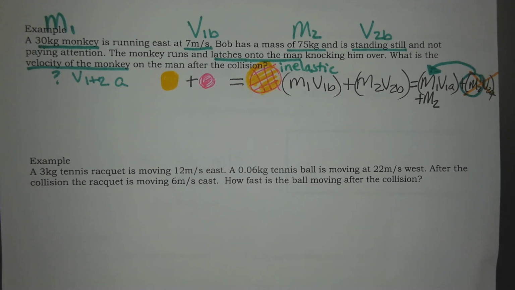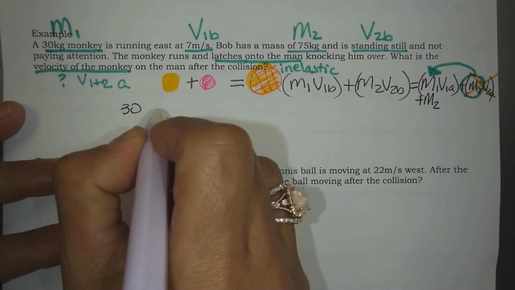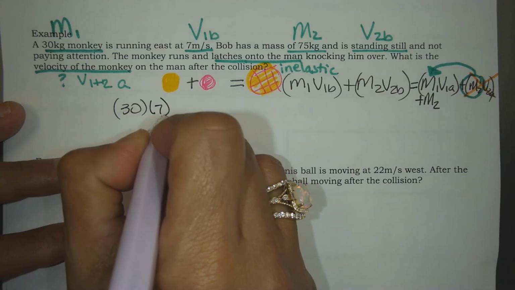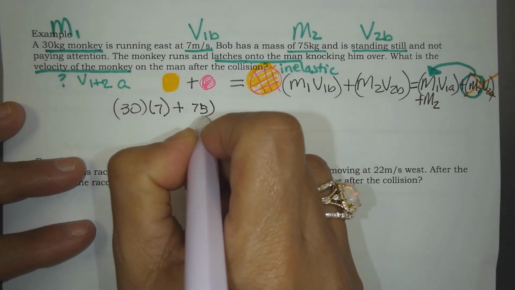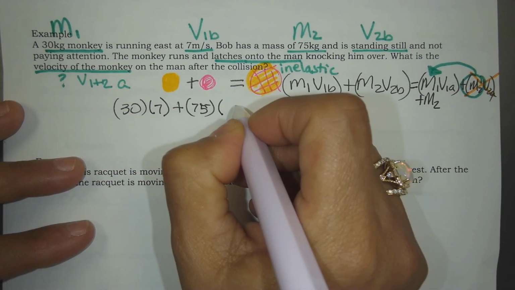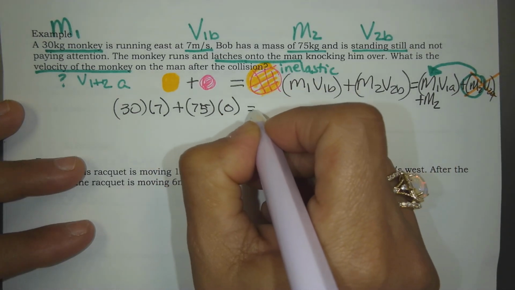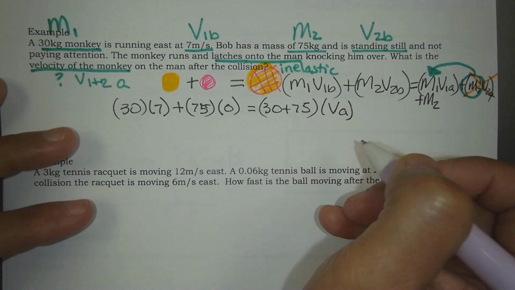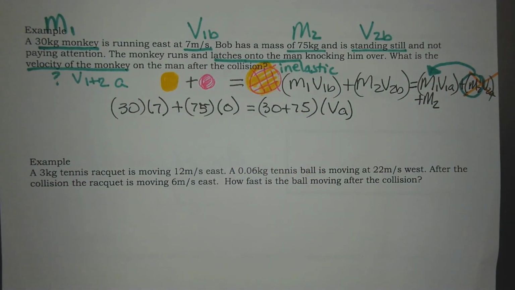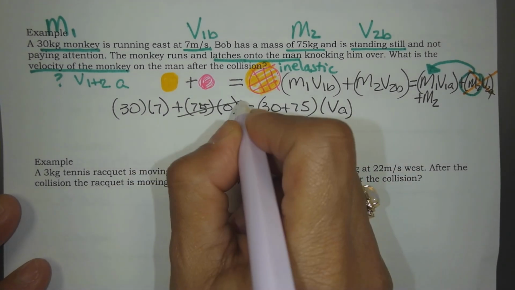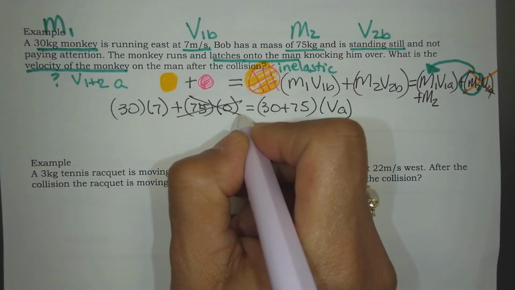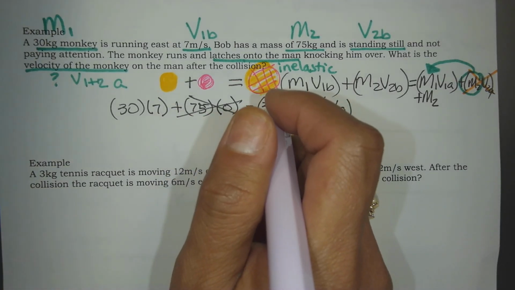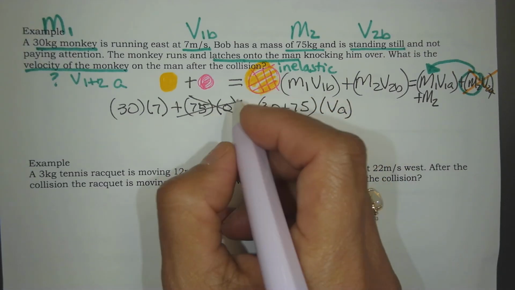So for this situation, let's plug in our numbers now. 30 times 7 plus 75 times 0, standing still, equals 30 plus 75 times the velocity after the collision. All right? Let's go ahead and do this. I love it when we have zeros because I can cross that out. 30 times 7 comes out to 210.